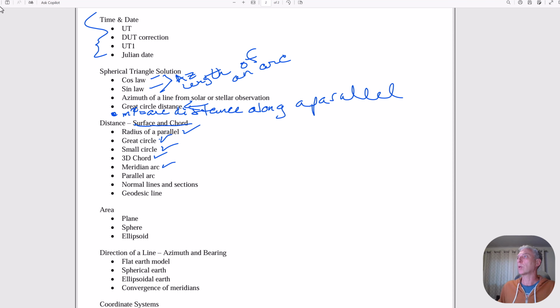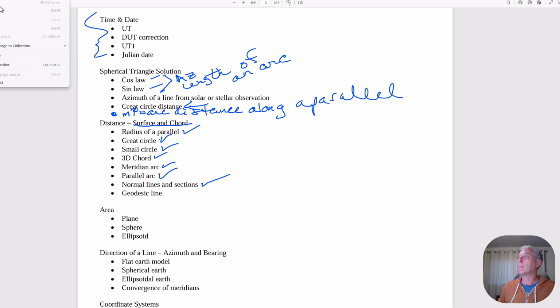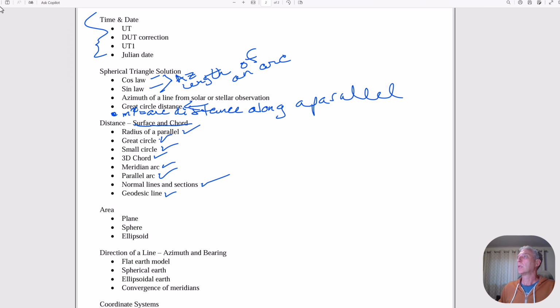Meridian arc, we've been talking about that. Parallel arc, normal lines and sections. We talked about that in the very beginning of the term. A geodesic line, we did go over that. So know the concept of a geodesic line. You won't have to calculate the length of a geodesic line because we haven't gone over that. And I don't think we will go any further than just using the NGS toolkit for that. So area, know that there's a difference between a planar area, a spherical area, and an ellipsoid area, and know the method by which we get the calculations of each.